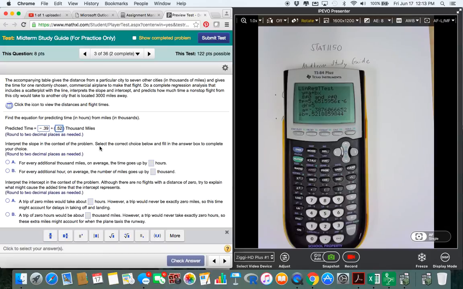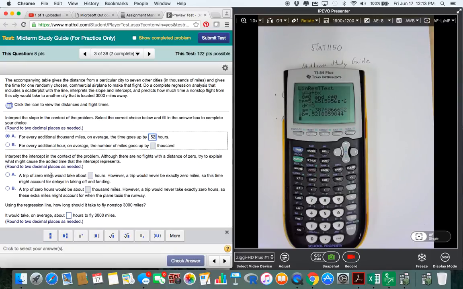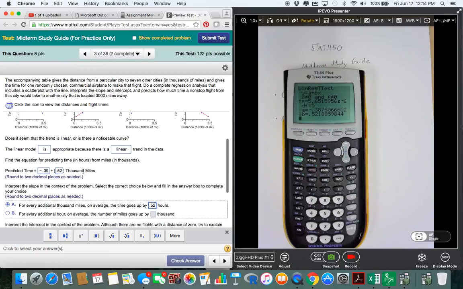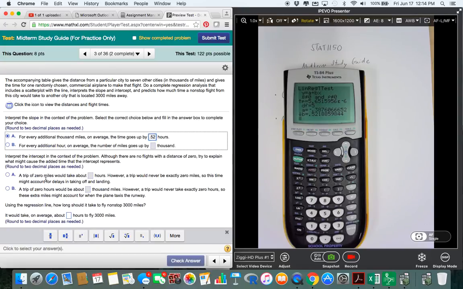Interpret the slope in the context of the problem. Now guys, I put up a video not long ago and I told you the slope is, for each unit increase in x, the change in y. So we would say for every additional 1,000 miles, the time goes up by 0.52 hours. The intercept tells us, it's easier to go back up here, when we put a 0 in for thousands of miles, it's the predicted time. So the predicted time here would be the intercept, which is negative 0.39.